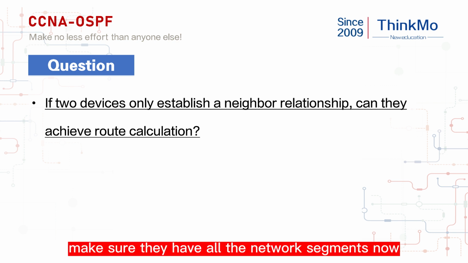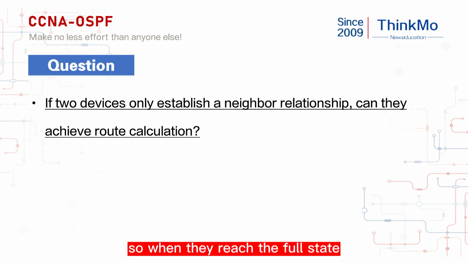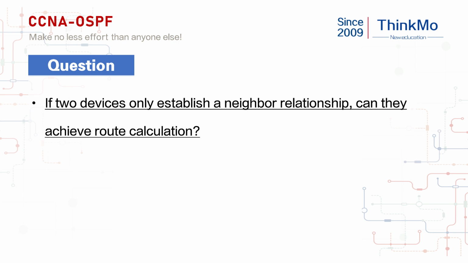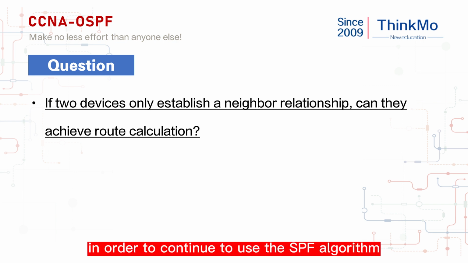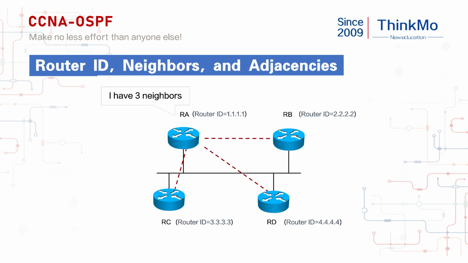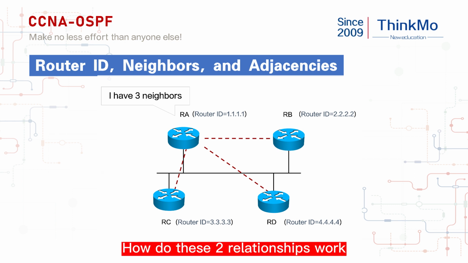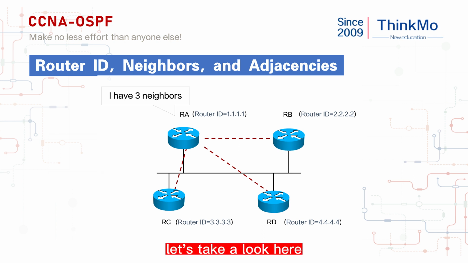Make sure they have all the network segments now. So when they reach the full state, they can continue to use the SPF algorithm to calculate the corresponding routes. Some students may ask, how do these two relationships work? Let's take a look here: Router ID, neighbors and adjacencies.